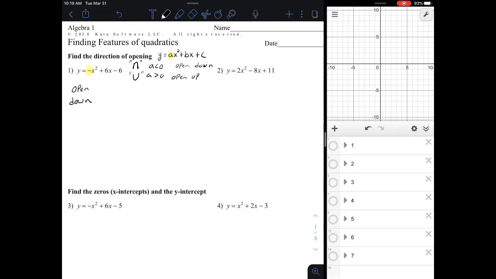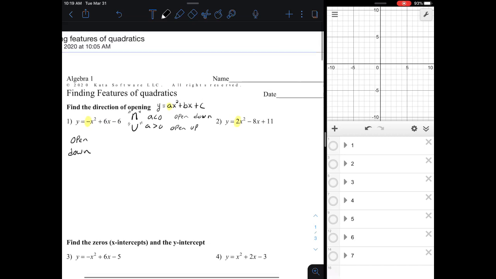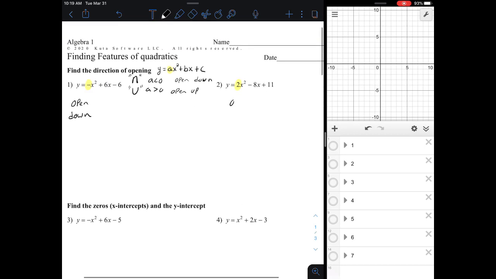Then we come on over here to number 2. Same thing, I want to know what is the direction of opening. I go find the squared term, look at its coefficient. In this case, the coefficient is 2. Since 2 is greater than 0, it's going to open up. So it opens upward, meaning graphically, if I looked at number 2, it should make a U shape. So I put the graph of number 2 over here on the right-hand side, and I see in Desmos that it makes a U shape, meaning it opens upward.